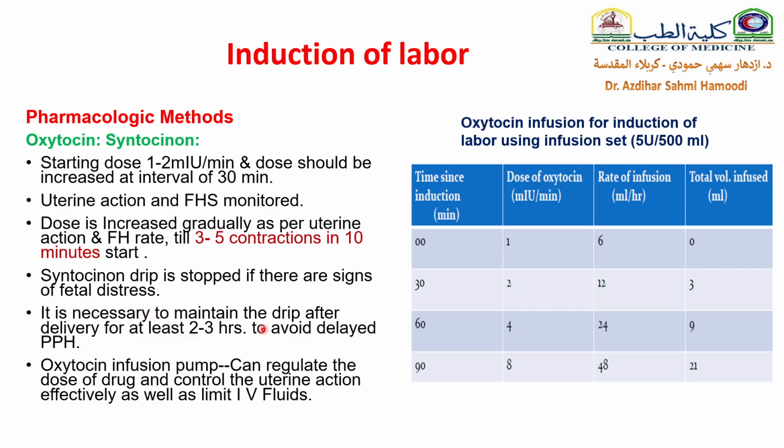It is necessary to maintain the drip after delivery for at least 2 to 3 hours. Why? It's a prophylactic to avoid delayed postpartum hemorrhage. So we use it to enhance uterine contraction. An oxytocin infusion pump can regulate the dose of the drug and control the uterine action effectively, as well as limit IV fluids. So the pump, if you have a pump in the casualty room, it is the best, better than an ordinary IV line.